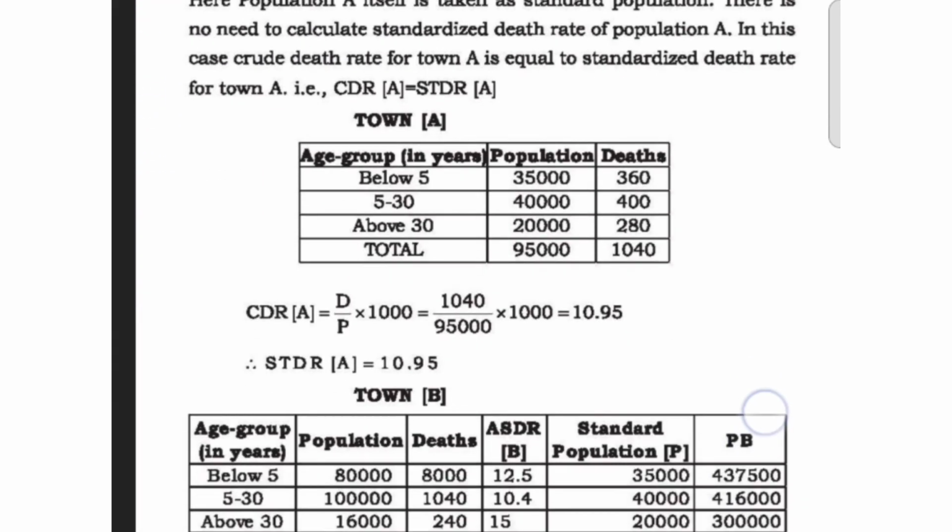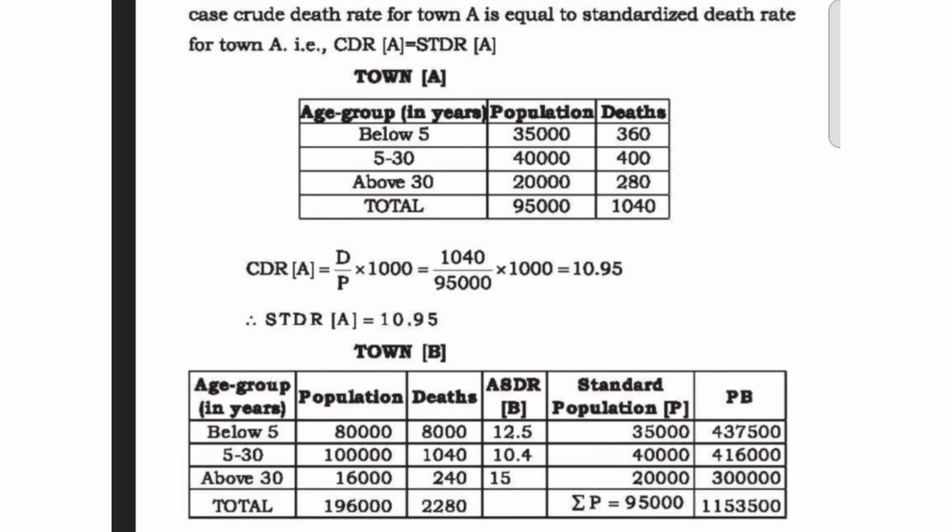The population A itself is taken as a standard population. There is no need to calculate a standardized death rate of population A. In this case, the crude death rate for town A is equal to the standardized death rate.